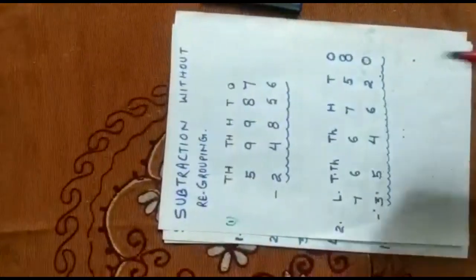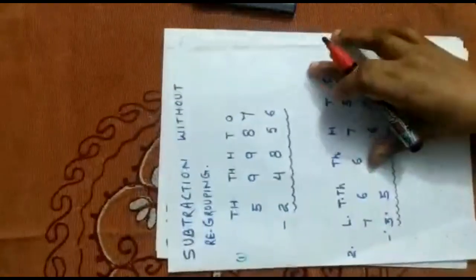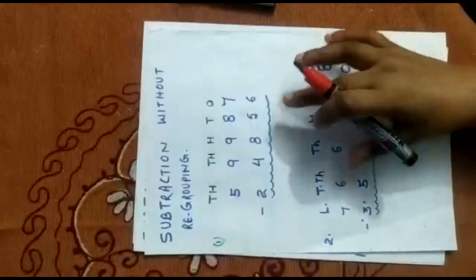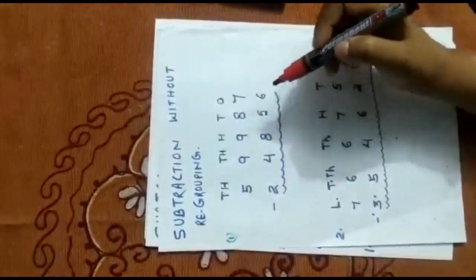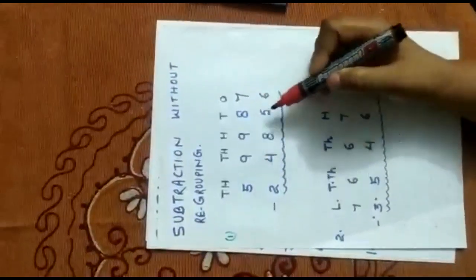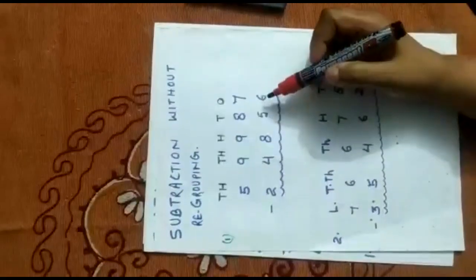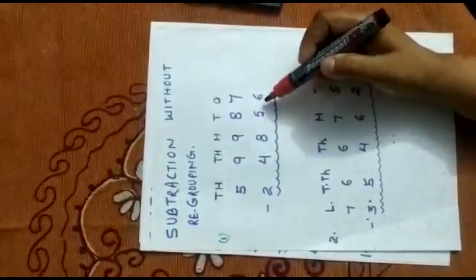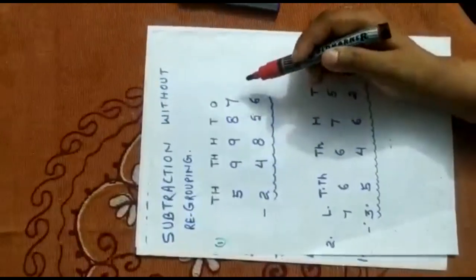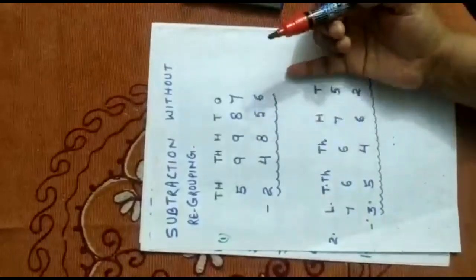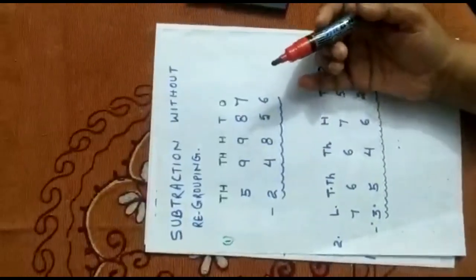Now children, come to the next topic. Subtraction without regrouping. So here, children, all of you see that the subtraction of numbers with 5 or more digits follows the same rule as the subtraction of 4-digit numbers. You have done subtraction between 4-digit numbers or 3-digit numbers, and the same rule applies.